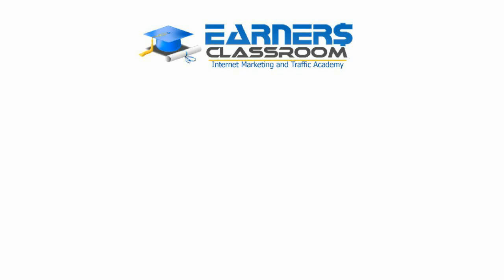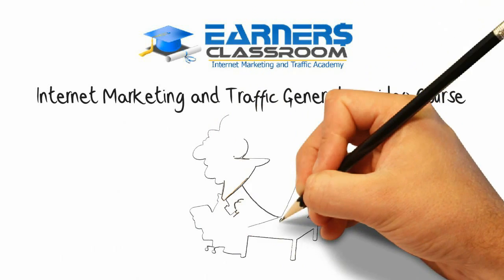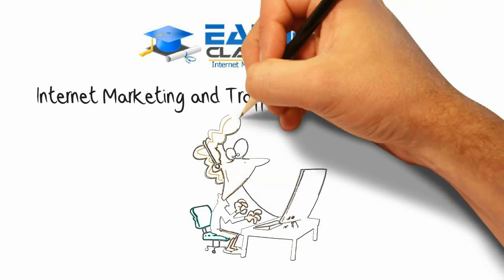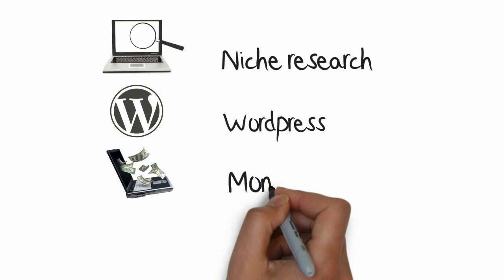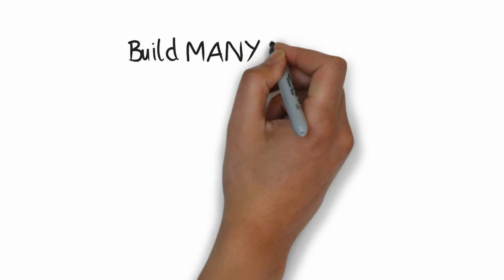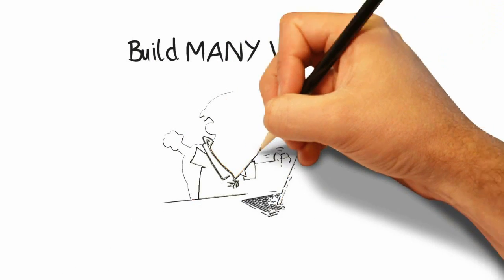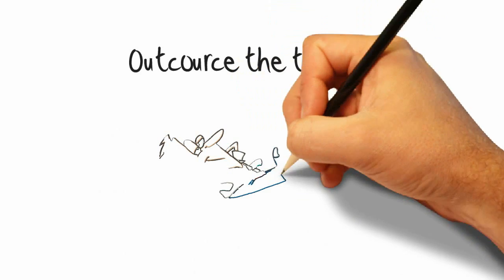Introducing Earner's Classroom. Earner's Classroom is a high-quality, comprehensive internet marketing and traffic generation video course. Earner's Classroom teaches you everything you need to know to get your online business off the ground. Learn how to niche research, create a website using WordPress, monetize the site with various methods, and more importantly, drive traffic to your site. Once you understand these basic concepts, you can start building as many niche websites as you want to. You'll be surprised how cheap and quickly you can build sites. You'll even outsource these tasks if you're like most who don't have the time.